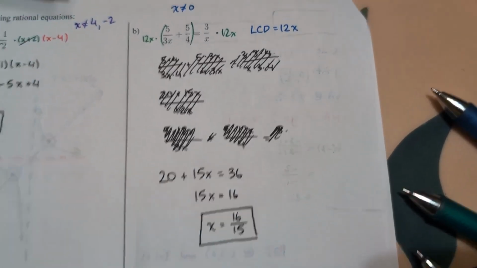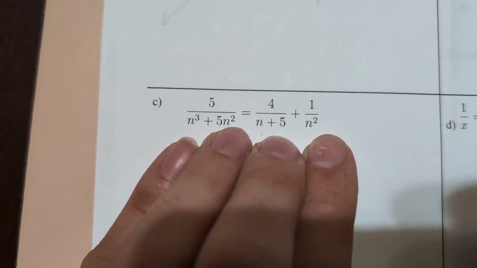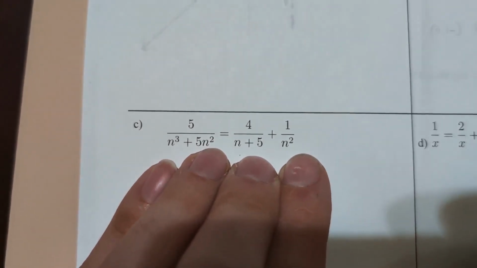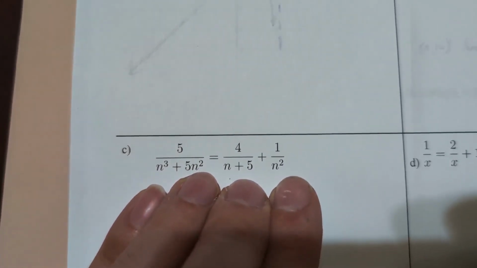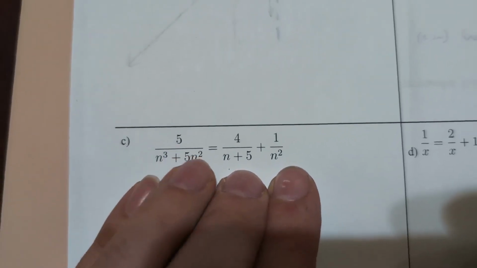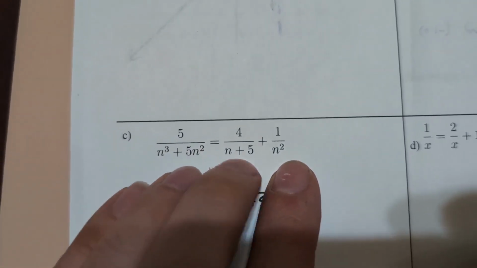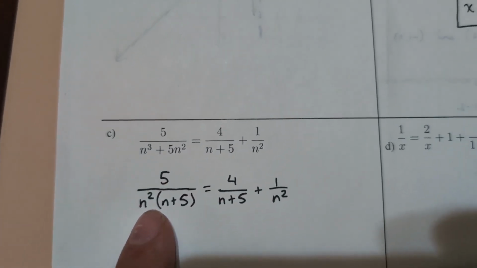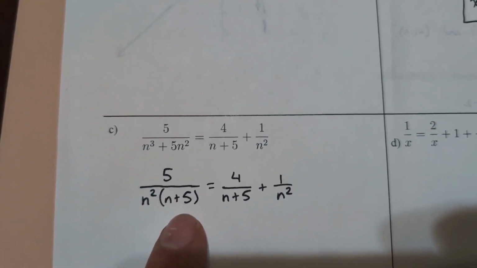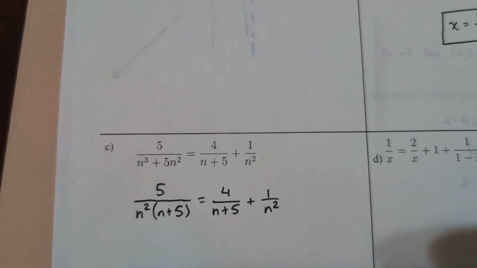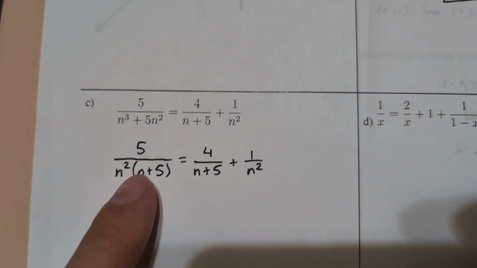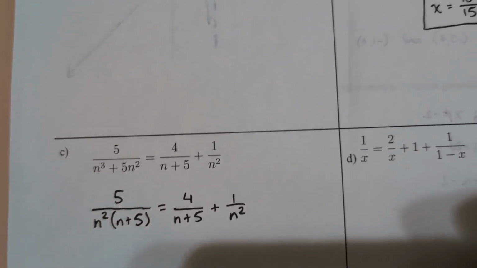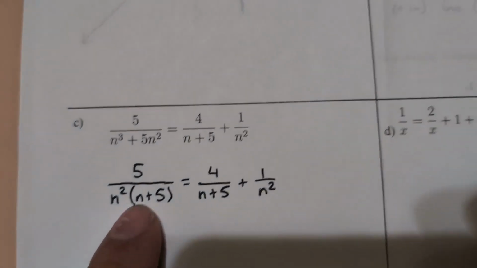So this next one, we just finished this one here. I did write it out. It's not maybe immediately obvious what is our lowest common denominator, but on this very left fraction, it might help if we factor out n squared, and we get n squared times n plus 5. And so that is the term that we are trying to match here.